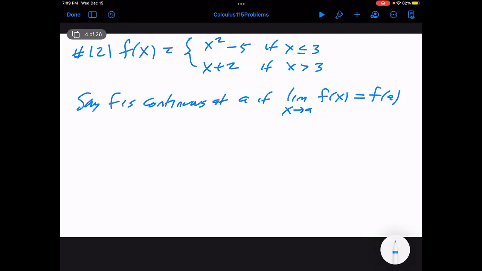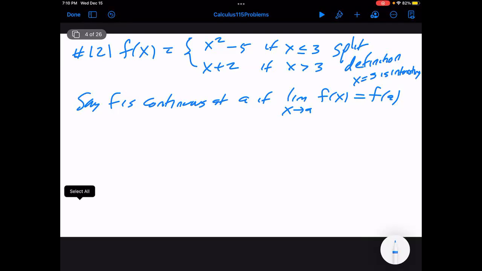Okay, good. So we say a function is continuous at a point if the limit as x goes to that point of f of x equals f of a. So here, why is 3 the interesting point to look at? Because we have a split definition. So x equals 3 is interesting.